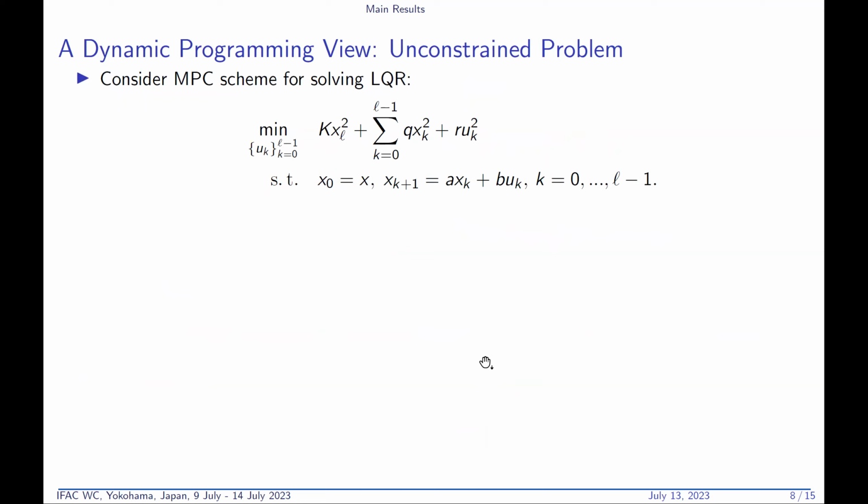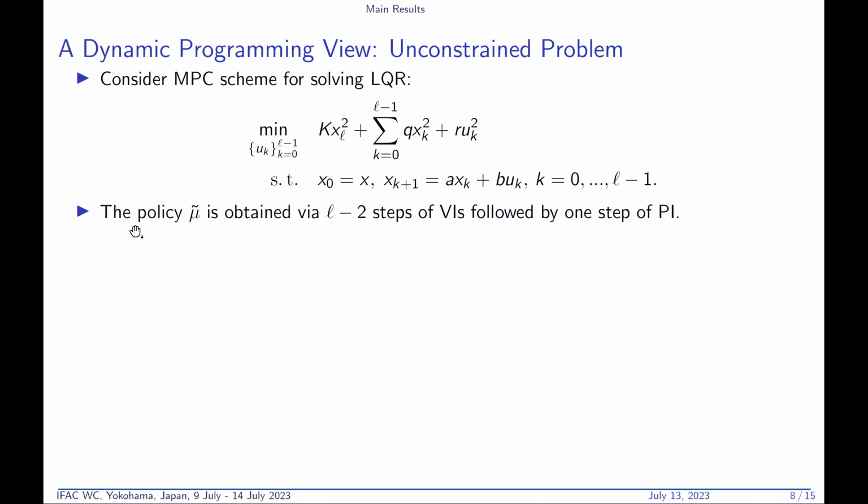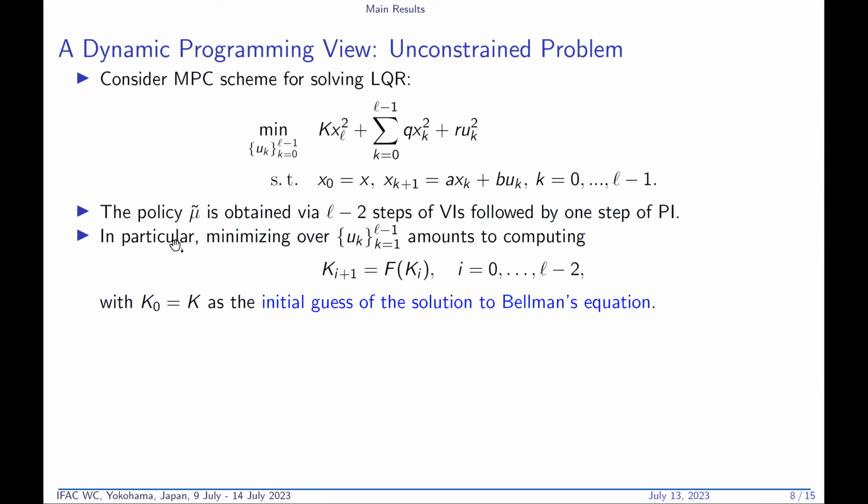Now let's use the dynamic programming model introduced a moment ago to interpret the MPC scheme. Consider an MPC scheme for solving a linear quadratic problem, taking this form. The policy mu tilde obtained by the MPC scheme can be considered as performing L minus 2 steps of value iteration followed by 1 step of policy iteration. What does that mean?